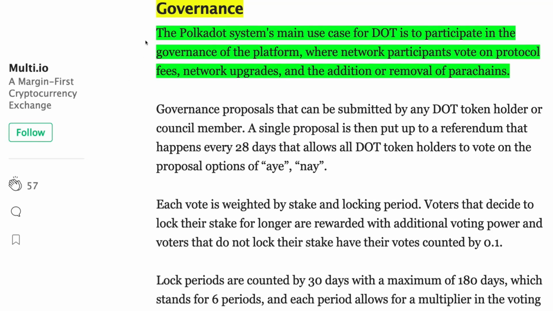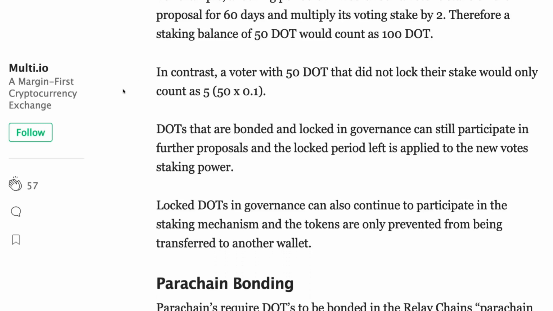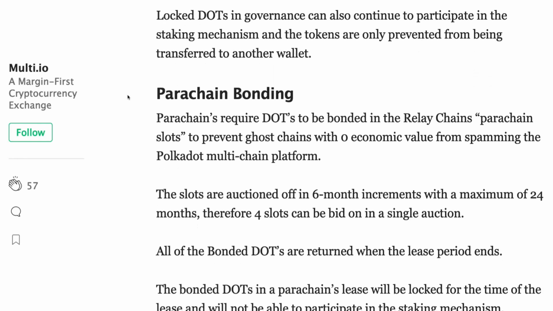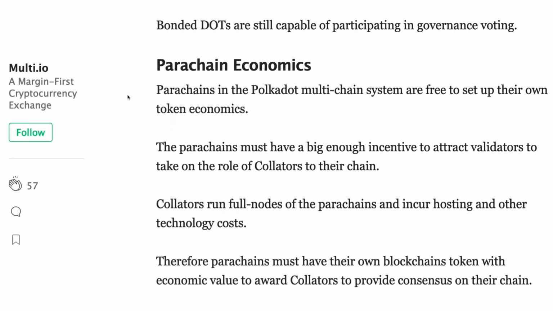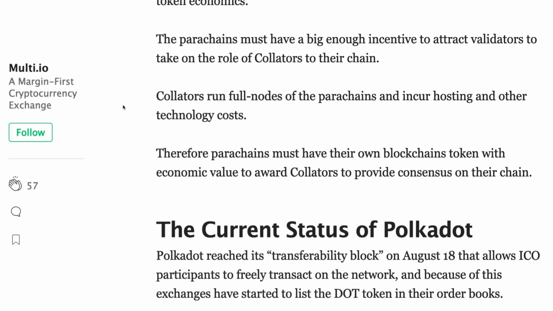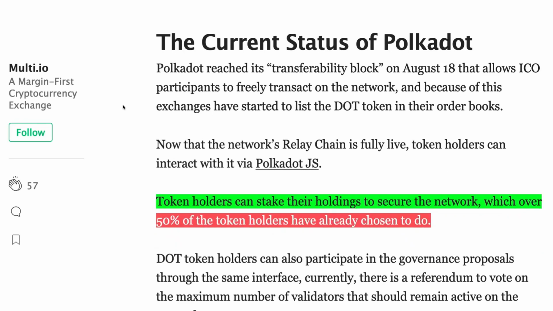Now, in terms of governance, they say the Polkadot system's main use case for DOT is to participate in the governance of the platform, where network participants vote on protocol fees, network upgrades, and the addition or removal of parachains. So again, this is quite similar to other blockchain platforms, where governance does play a huge role in terms of the use case for that token. They cover more interesting topics like the parachain bonding, the parachain economics. We won't go into that right now, but of course the current status of Polkadot. What is the situation right now?